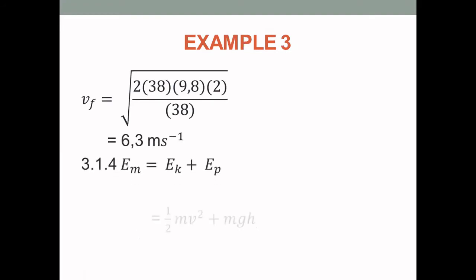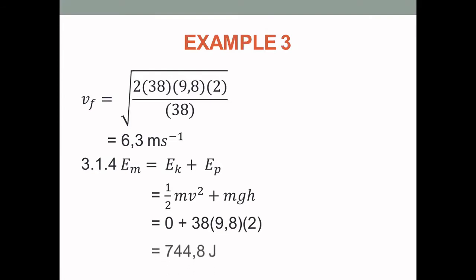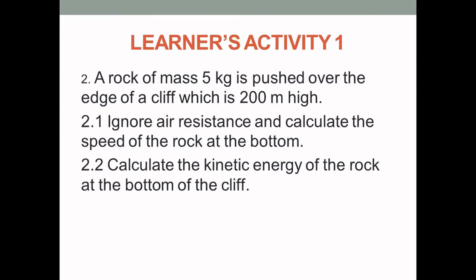Then the fourth question: mechanical energy. You know that it is the sum of kinetic energy plus potential energy, which is half m v squared plus m g h. Then we substitute. The initial velocity is 0, which means the initial kinetic energy is 0. The initial height is 2, then we substitute. The answer is 744.8 joules.